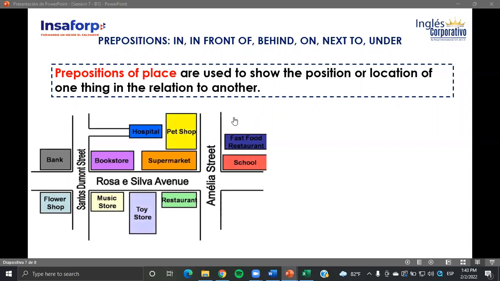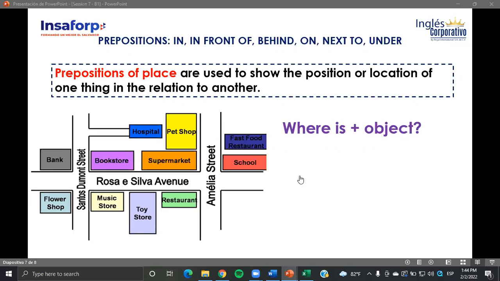For example, we have this map, and we have different places you can see. We have a bank, a flower shop, a bookstore, music store, toy store, a restaurant, supermarket, hospital, a pet shop, a fast food restaurant, school, and we have names of the streets. We have Santos Dumont Street, Rosa and Silva Avenue, Amelia Street. So we notice everything. We need to focus on everything, because you can ask for that too. In this case, we're asking for places, for the positions.